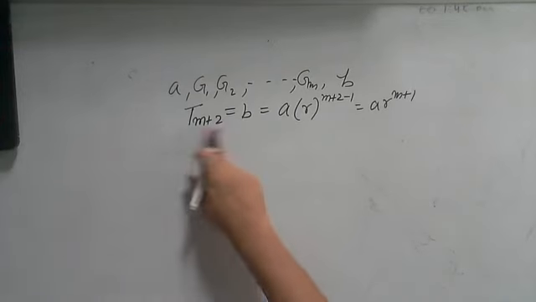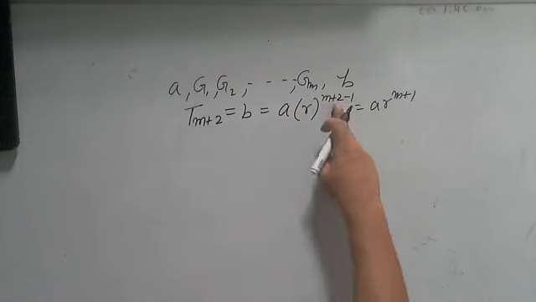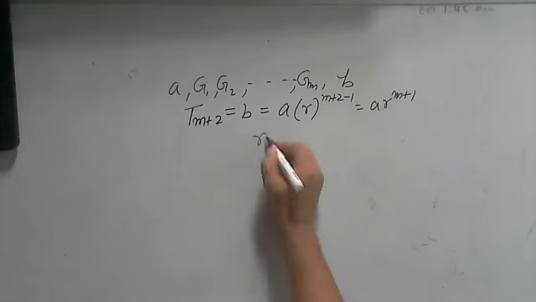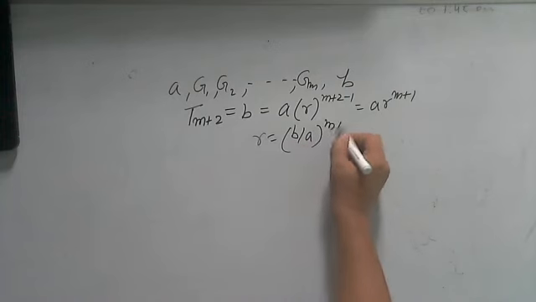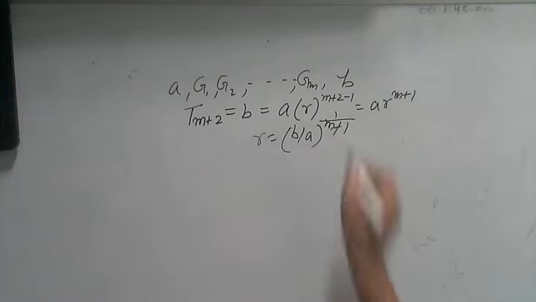So what is the (m plus 2)th term? A r raised to the power m plus 2 minus 1. This gives you r is equal to (B upon A) whole power 1 upon m plus 1.